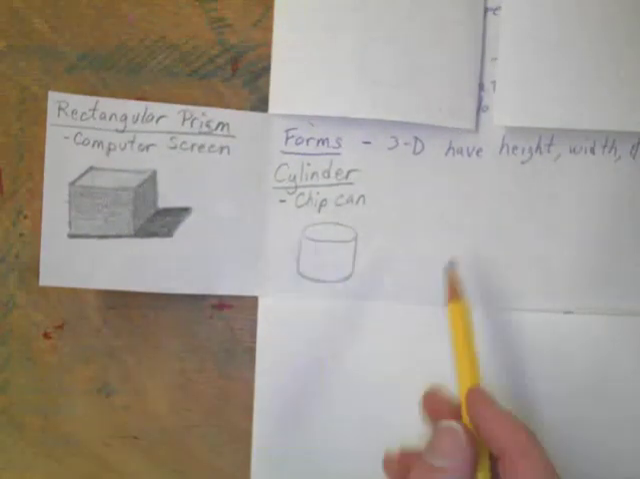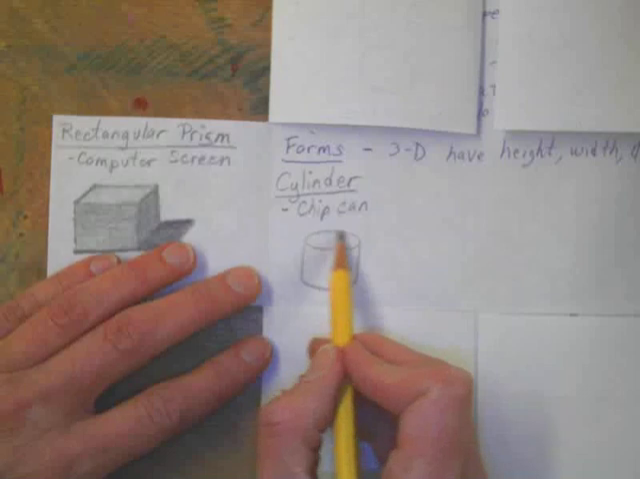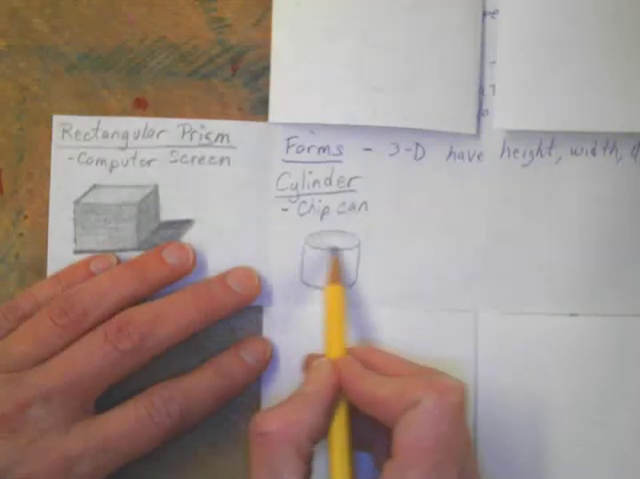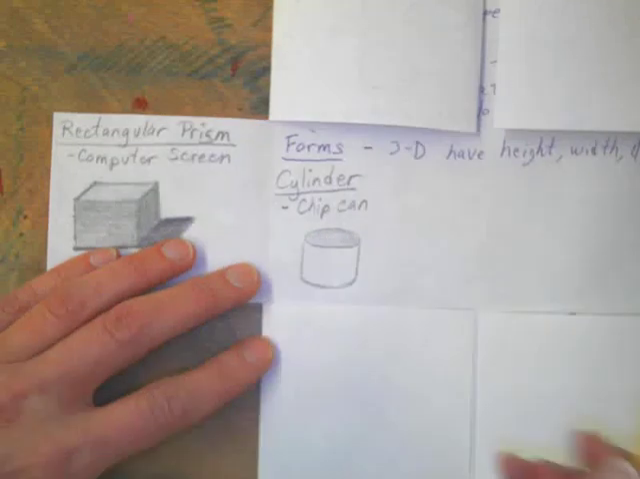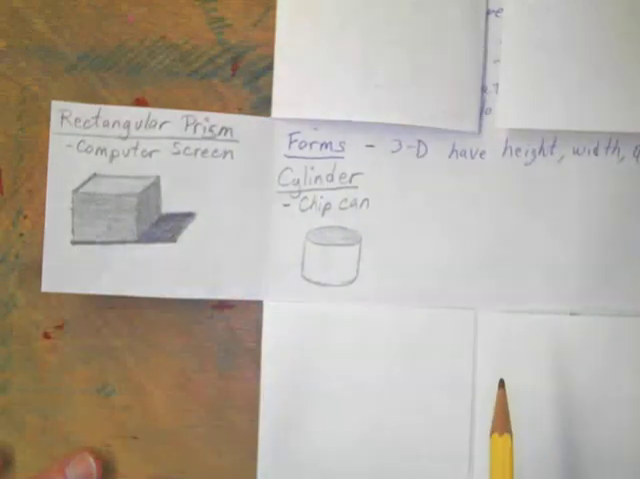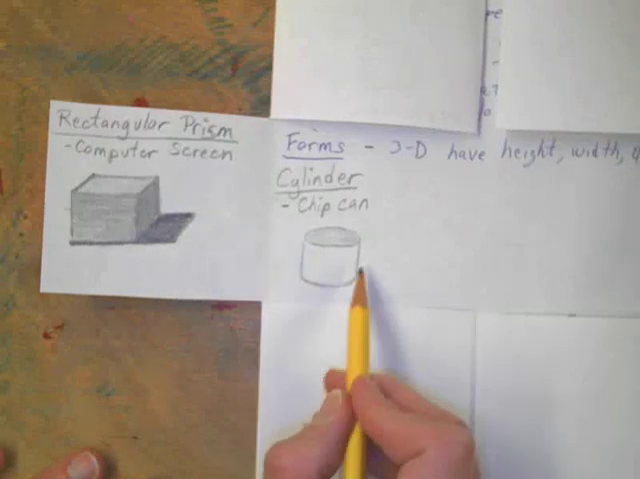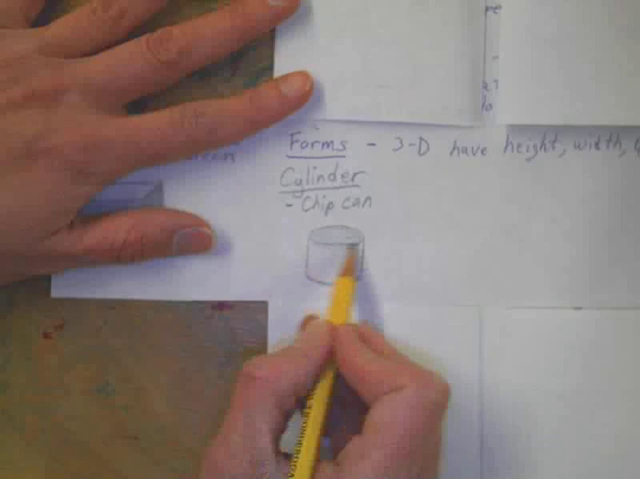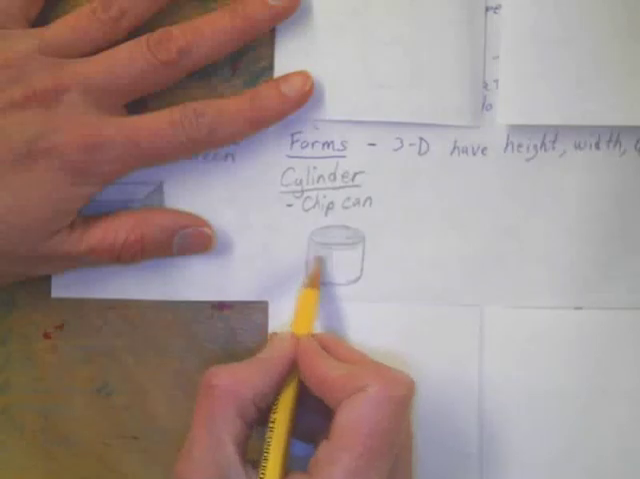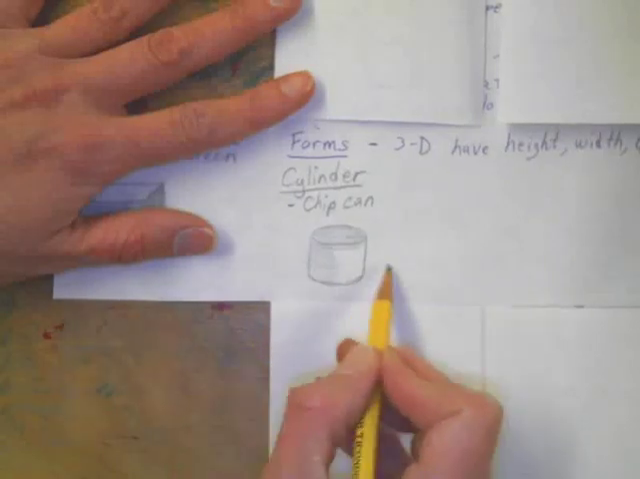Okay? My light is still coming from the above left, so this top needs to be the lightest value. This side is going to have several values. So to start with, I want you to very lightly shade in the whole thing.